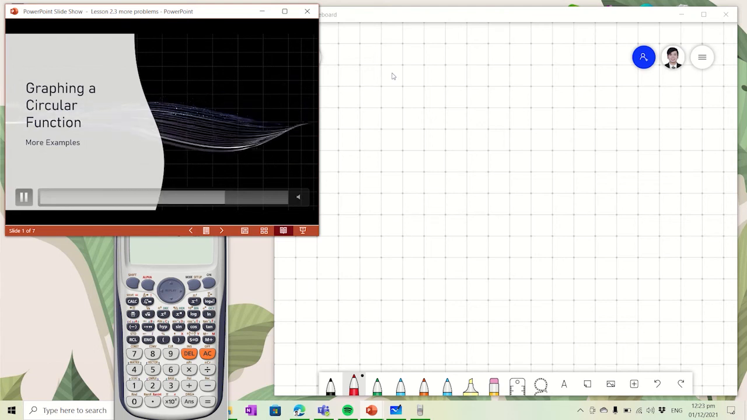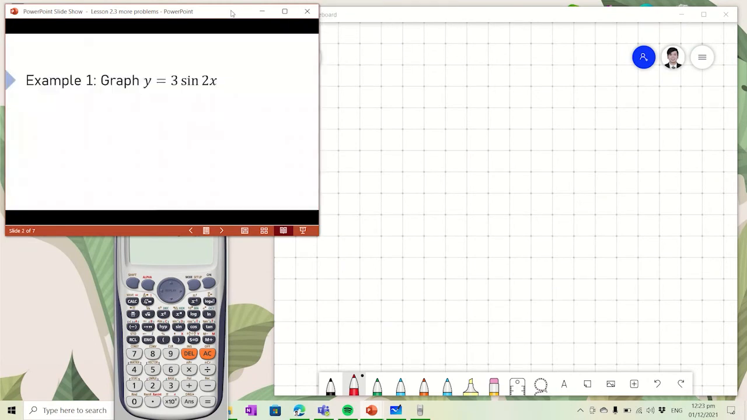Sorry for giving this late. I hope you can still use this in preparation for the long quiz tomorrow. I will be giving more examples regarding how to graph a circular function. So let's have our first example in here.